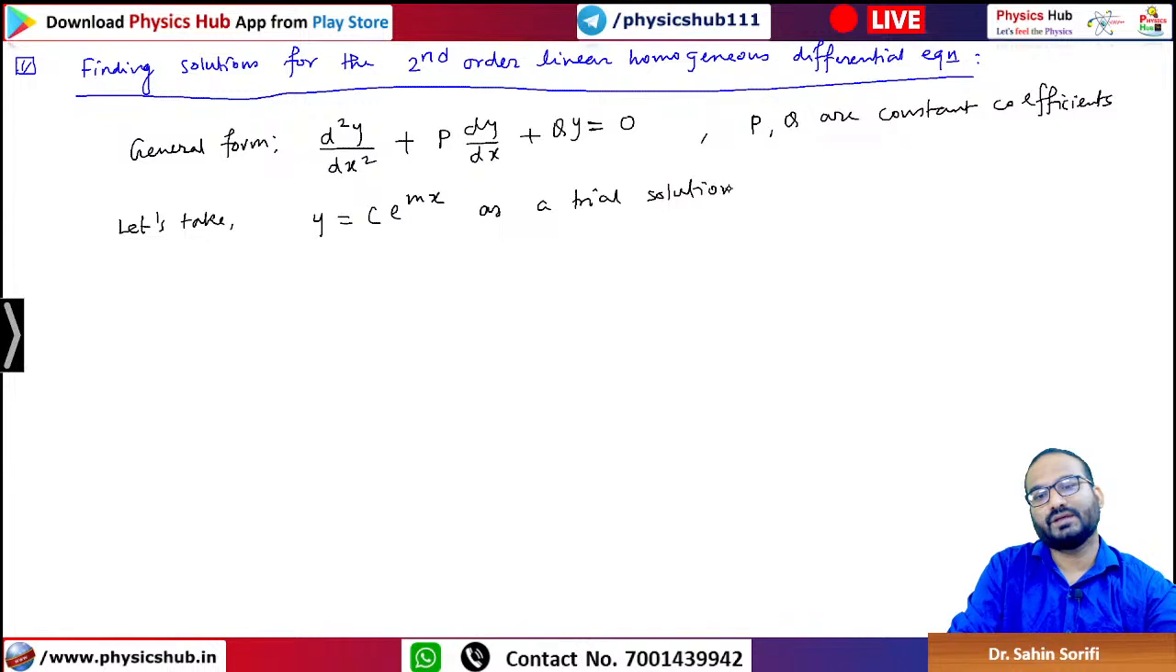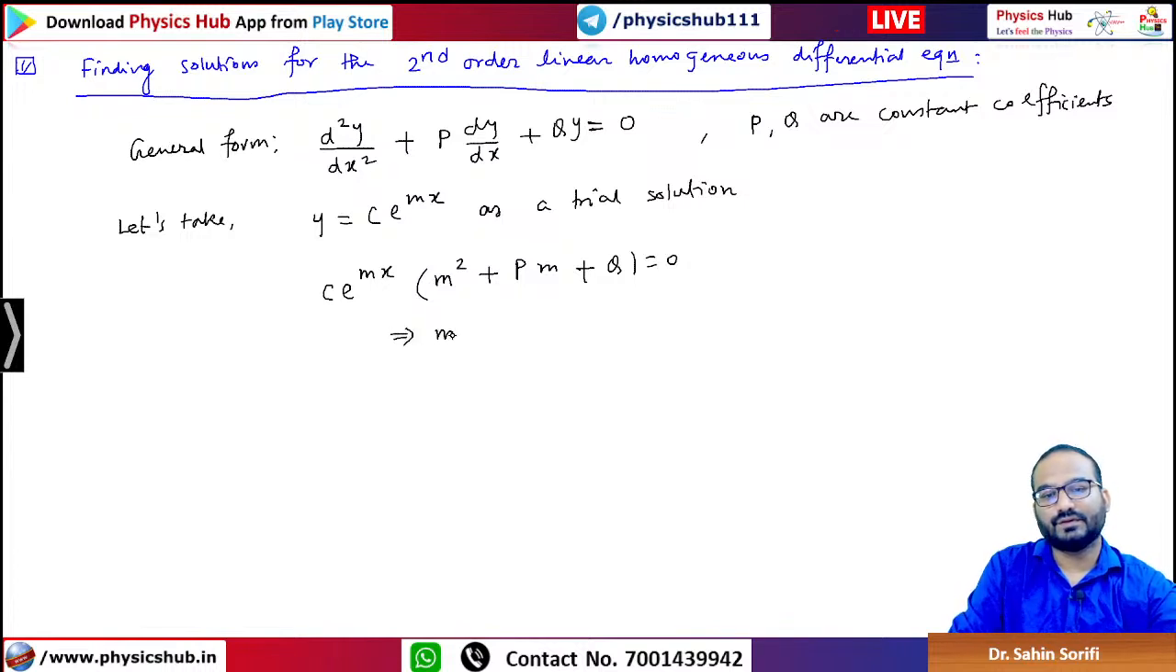Trial solution means we assume a solution, we just satisfy it by putting it into the actual differential equation. So if you put y equals c e to the power mx, then taking the double derivative, this will give you c e to the power mx times m square plus p, one time derivative, one m will come and c e to the power mx will remain, plus q equals 0. That means c e to the power mx is, we have considered a non-zero solution. This is not a trivial solution. Zero solutions are called trivial solutions. Non-zero means non-trivial. Remember this thing.